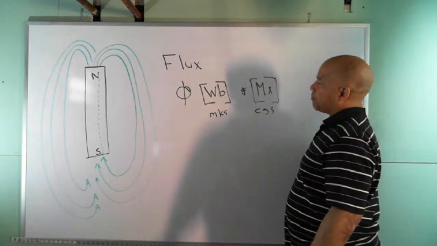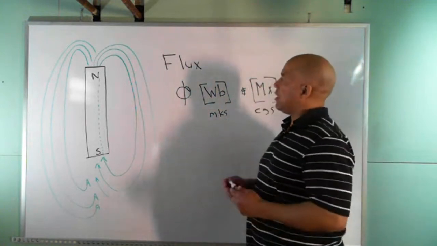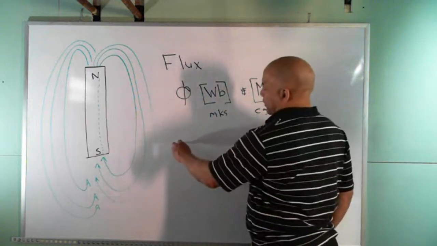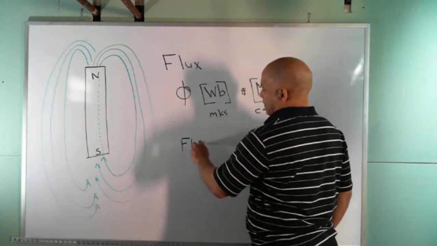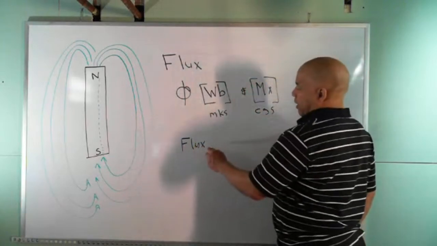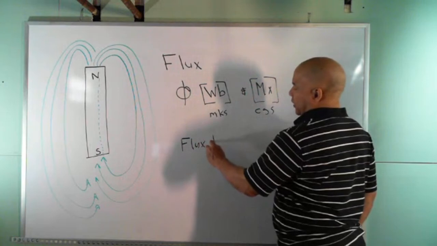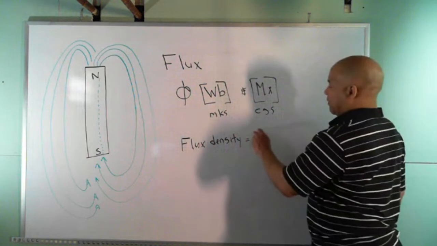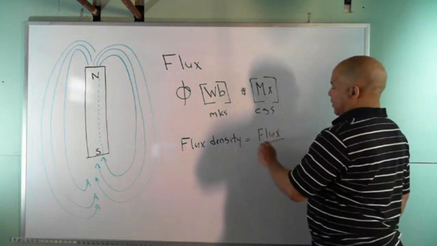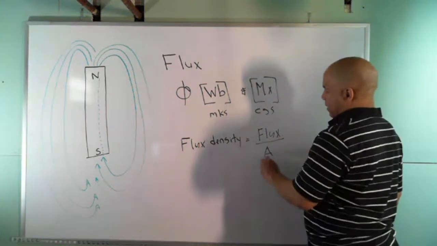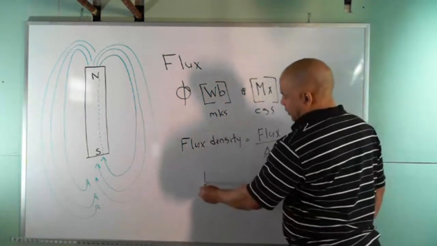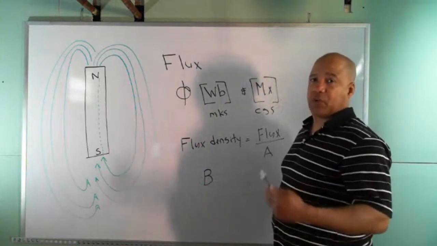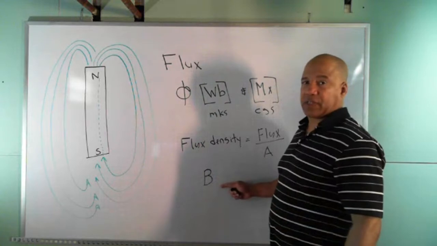So flux is important. The other thing that we talked about was the strength of what we call the magnetic field. We called it flux per unit area. The flux per unit area is called the flux density. So if I take the flux divided by the area, I get flux density. And so we use the symbol B. And I mentioned to you that when we talk about a magnetic field or the strength of a magnetic field, what we're really talking about is flux density.